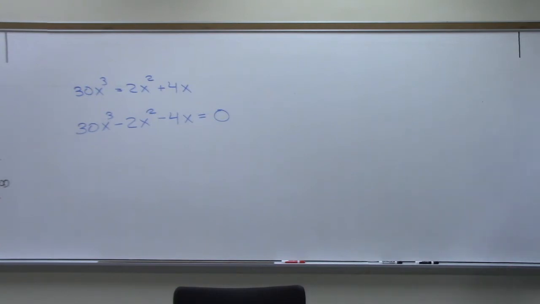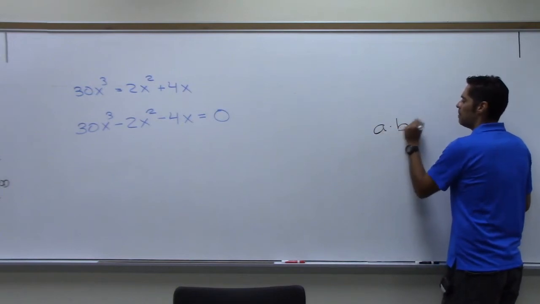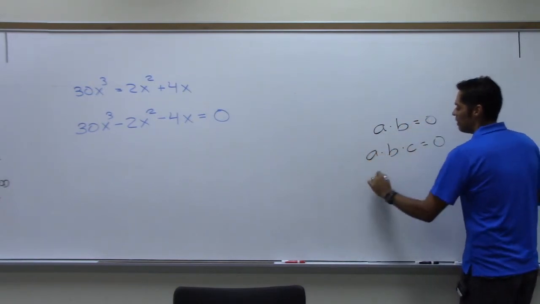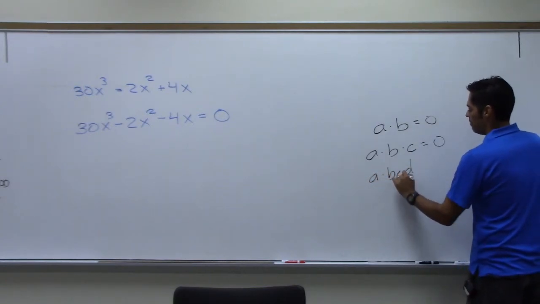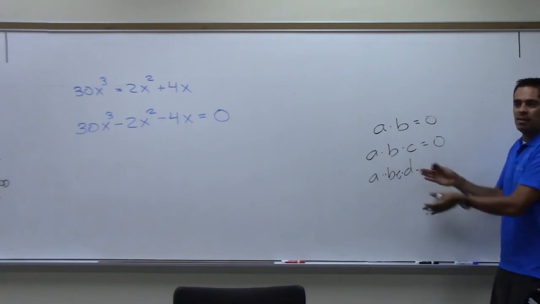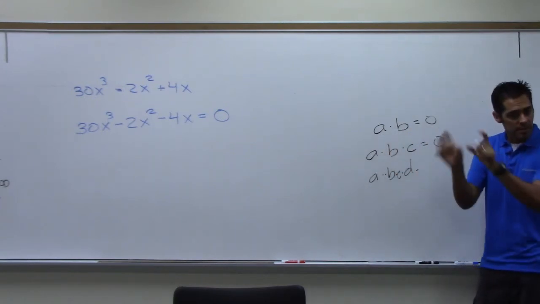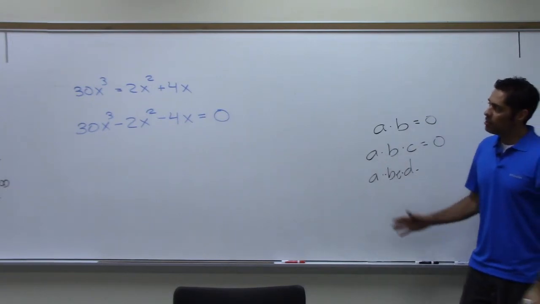All right. Now we said the zero factor property said A times B was 0, but I also told you that A times B times C is 0, and A times B times C times D. The more I add, it doesn't matter how many things multiply to be 0, you would just keep setting each of them equal to 0, right? If it's 2 things or 3 things or 4 things.